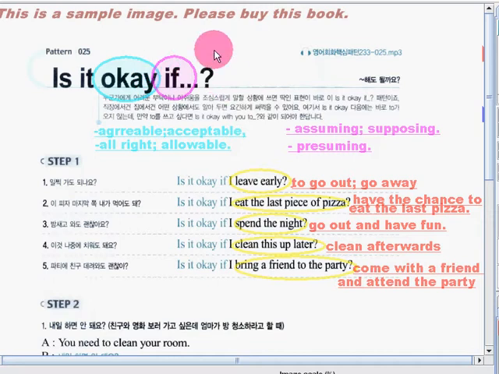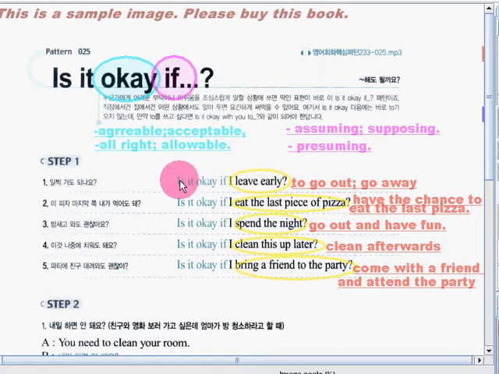Okay, how about the word if? Because we have the word if after. Is it okay? So, what do you mean by that? When you say if, that means assuming, supposing, or presuming. Okay? So that means you are thinking about a thought of doing something. So assuming, supposing. Okay? So let's go back. Is it okay if? Now let's go on to our sample sentences so that you can understand it better.